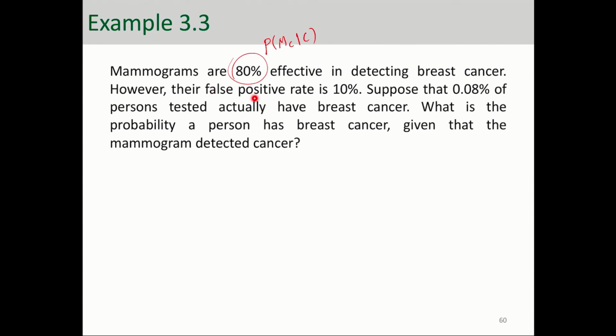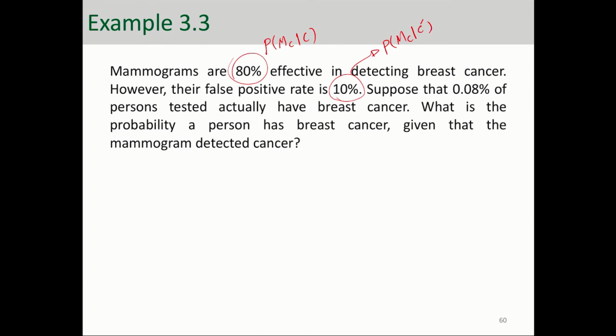However, their false positive rate is 10%. So false positive means the mammogram says it's cancer, but it's really not. That's what false positive means. So the mammogram says it's cancer, but it's not. Not cancer is C prime, C complement.